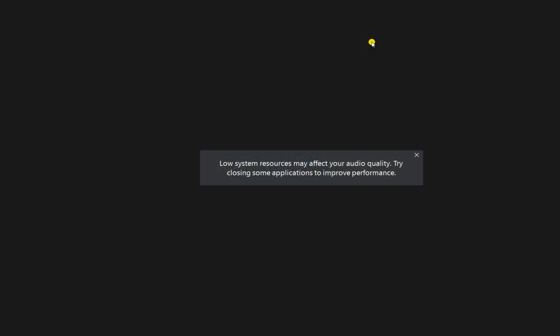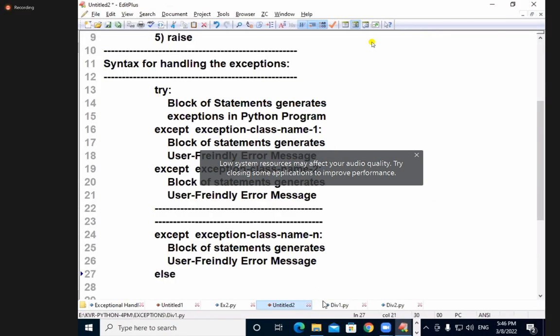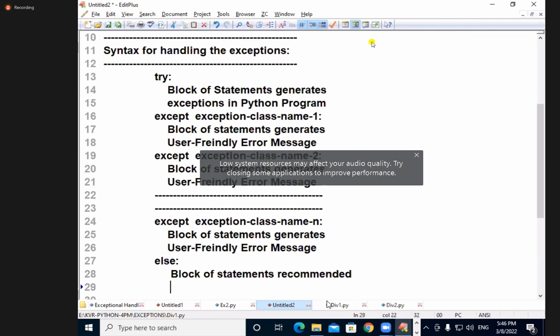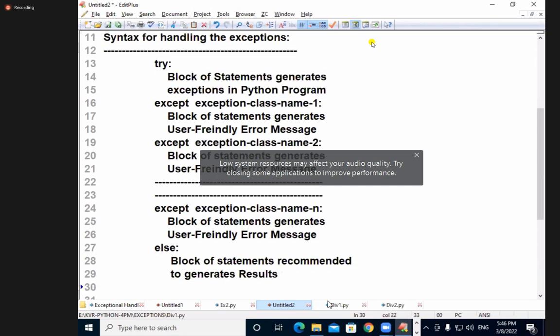Now I am going to write it. Which block am I writing? Else. Tell me, what should I write in the else block? Block of statements. Recommended to generate results. Come on students. Next is which block? Finally block.